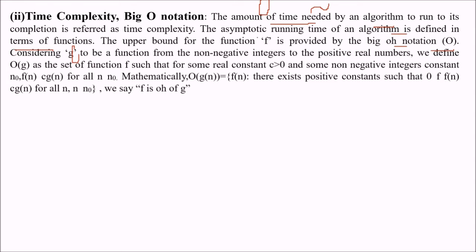If we consider g to be a function from the non-negative integers to the positive real numbers, we define the order of g as the set of functions f such that for some real constant c greater than 0 and some non-negative integer constant n0, f(n) is less than or equal to c times g(n). We have an asymptotic upper bound for our function f(n), so g(n) is the upper bound of f(n). So f(n) will always be less than or equal to c g(n), for all n greater than or equal to n0. So we say that f is big O of g.